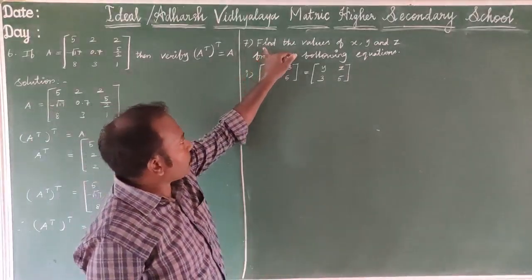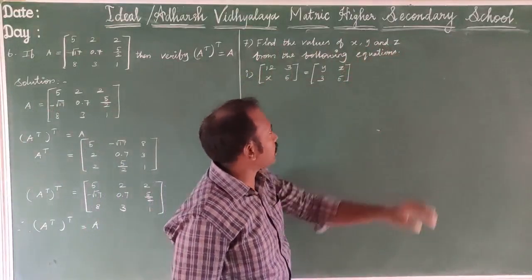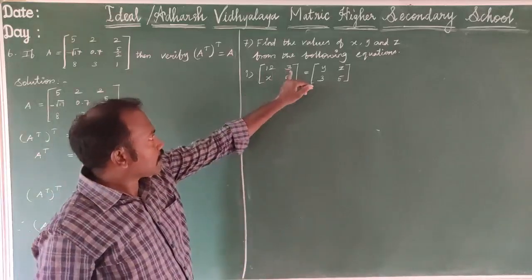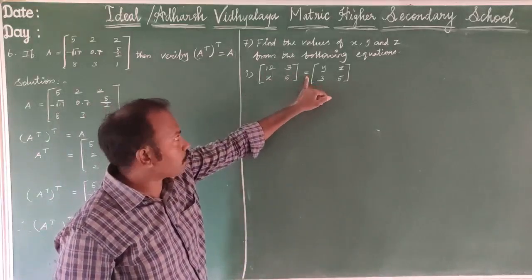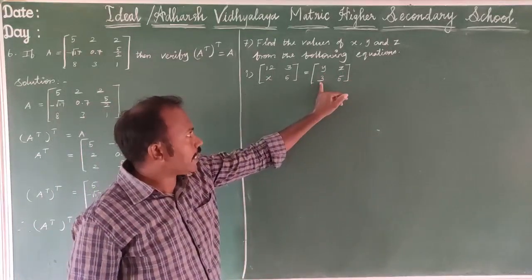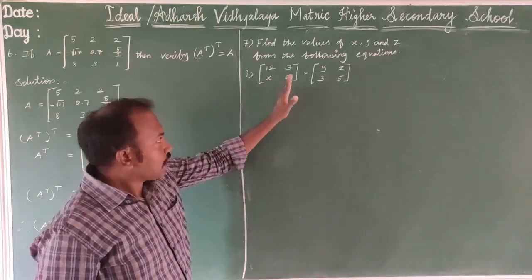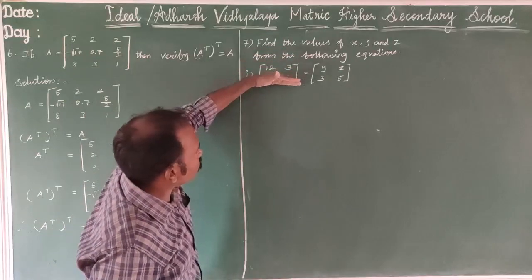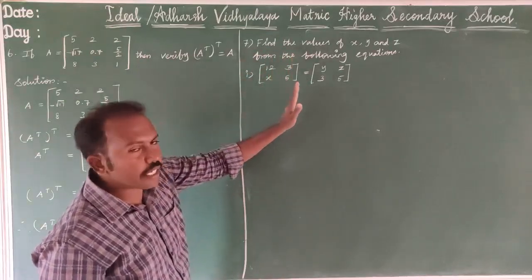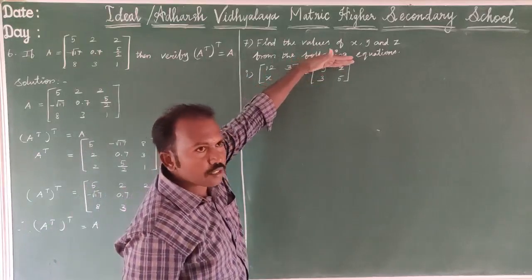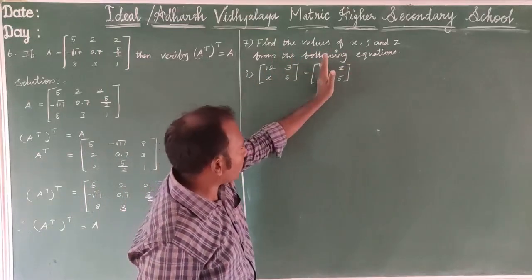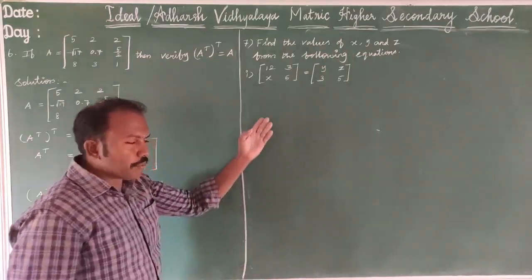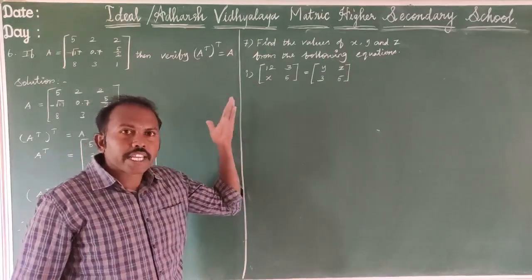Next one, seventh sum. Find the values of x, y and z from the following equations. First subdivision: 12 3 x 5 is equal to y z 3 5. The order of the left hand side matrix is 2 by 2, 2 rows and 2 columns, and the right hand side is also a 2 by 2 matrix. That is an equal matrix. So the given matrices are equal, and corresponding elements are also equal.